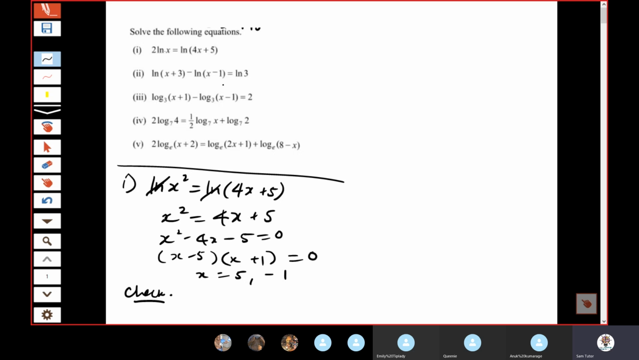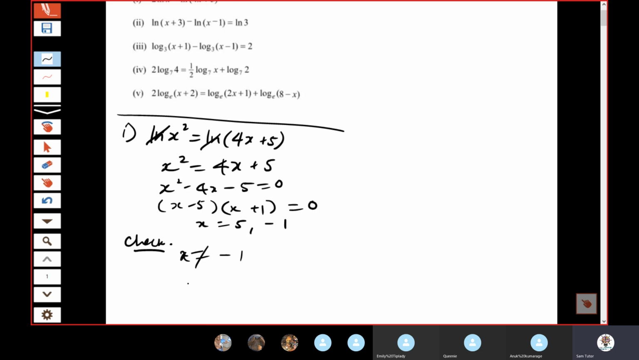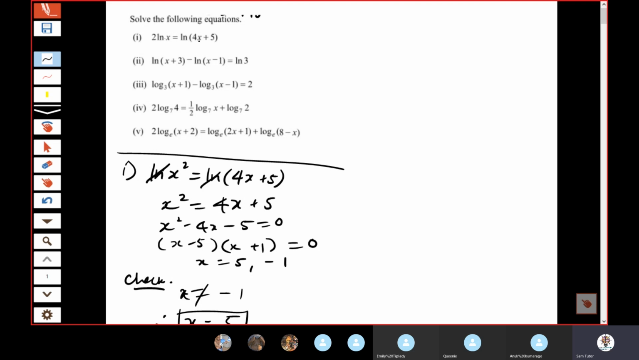You've got to check. So you sub it back to the top. Because you're logging a negative 1, x equals negative 1 won't work. So therefore your only answer is going to be x equals 5 in this case. If you sub in log 5, and then 4 times 5 is 20, 25, it works out.